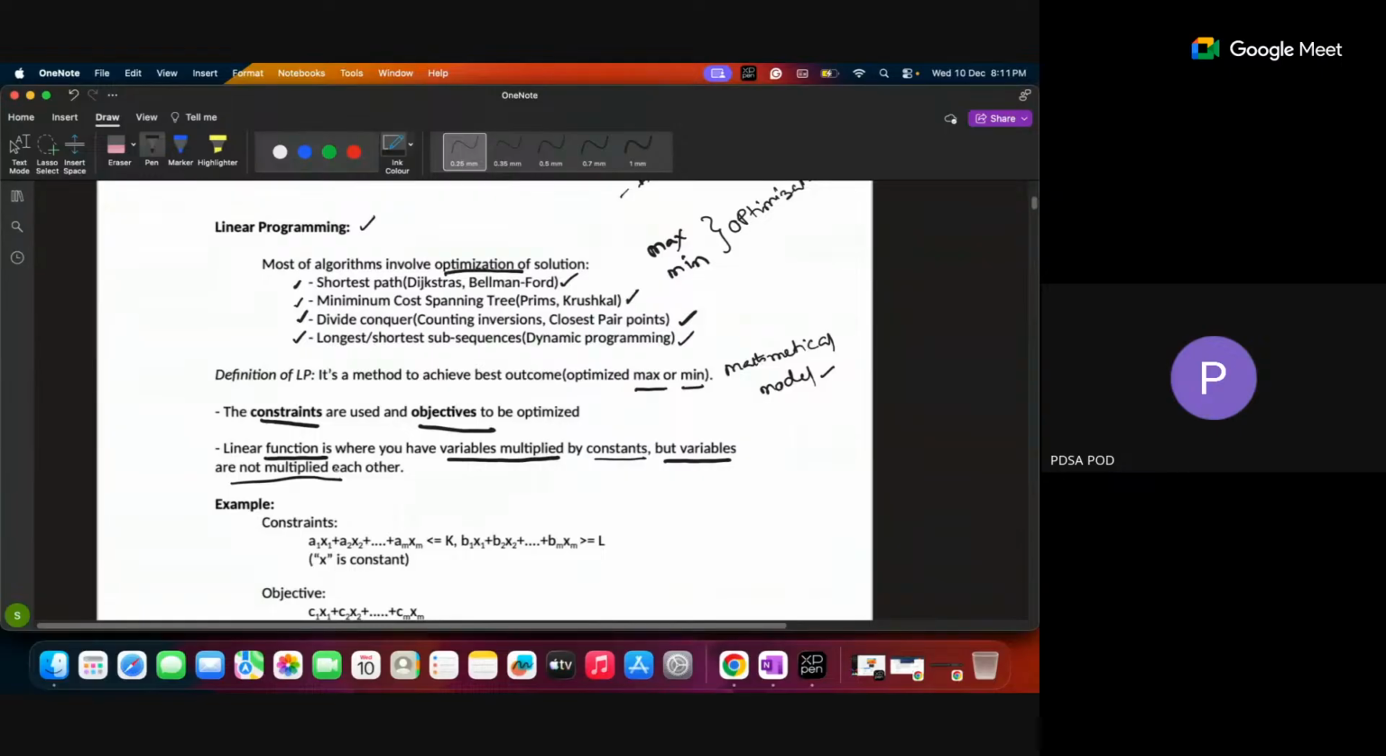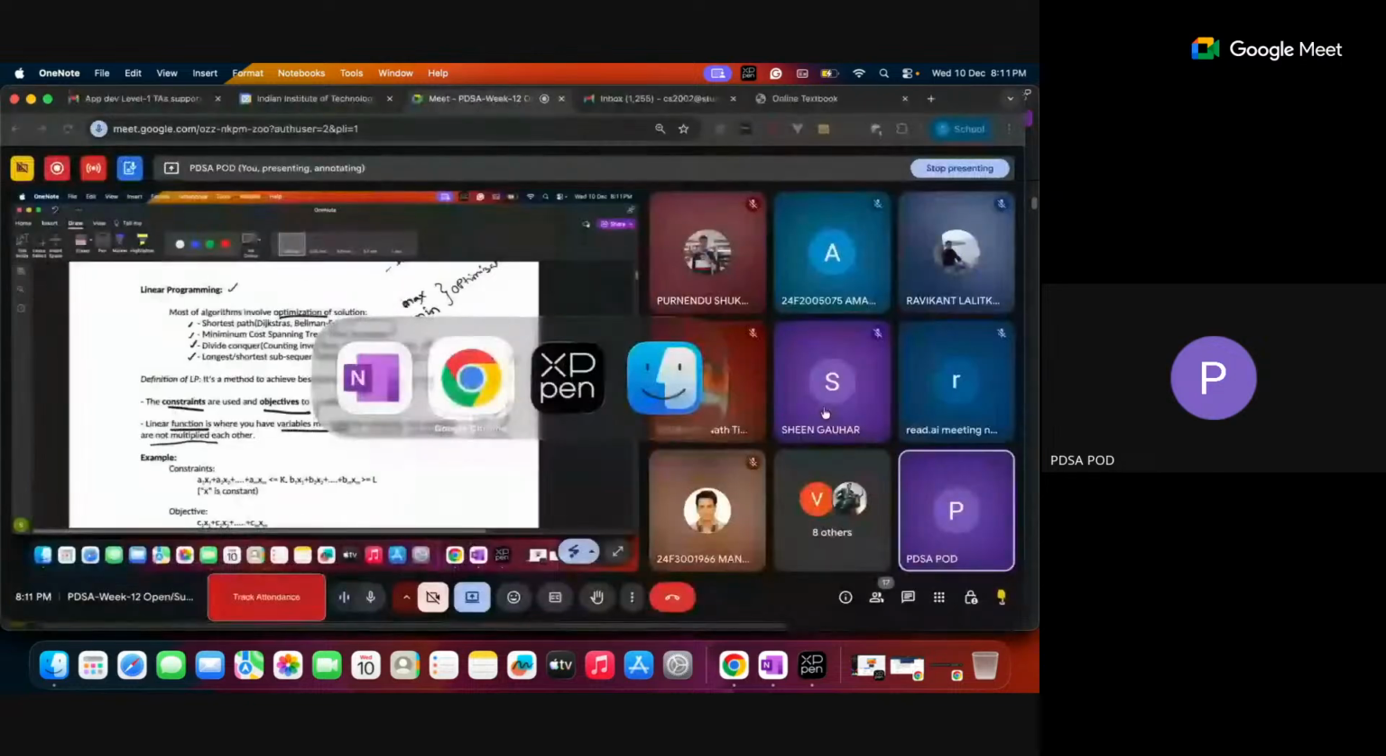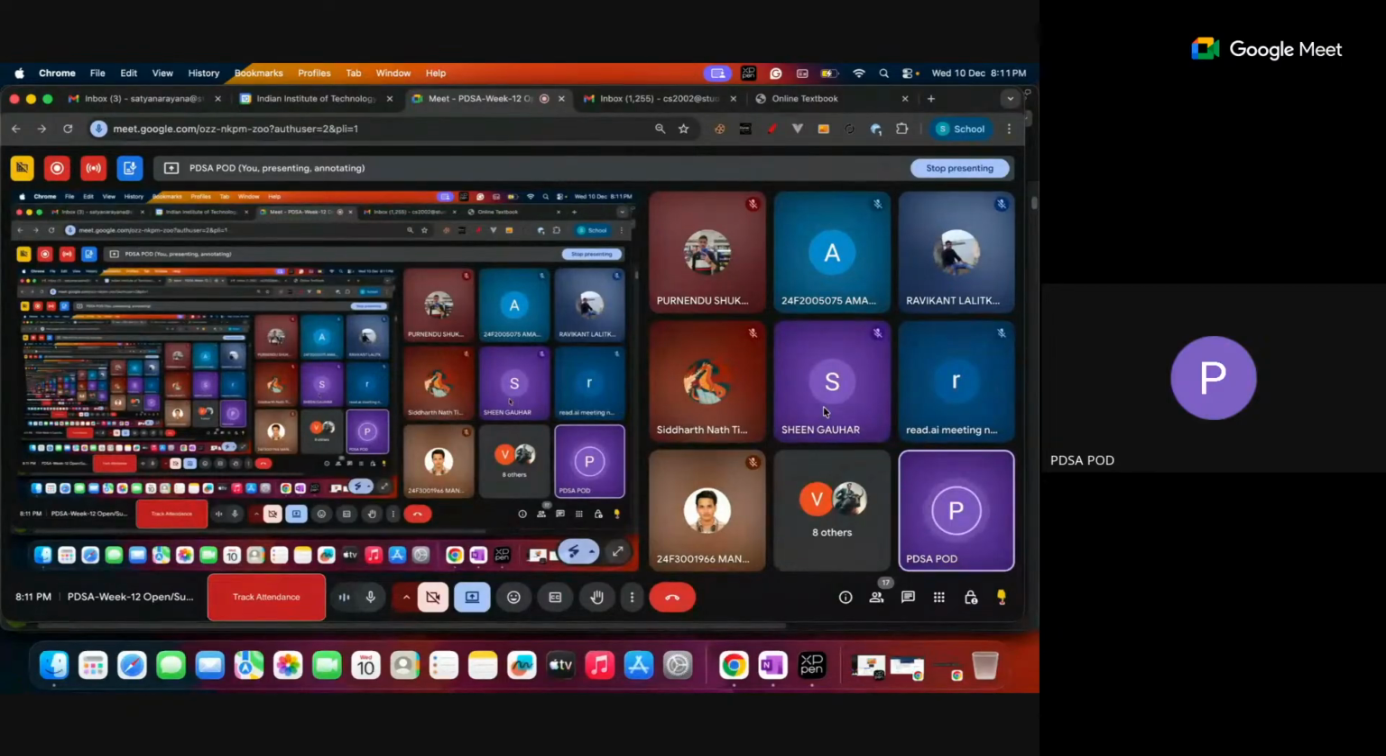So using those constraints and limitations only, we try to achieve that objective. What is the objective? Simply, it could be a maximum value or a minimum value. This we do using linear programming. Remember, it does not have any standard algorithms. I think you understood what linear programming really is. Is it clear?